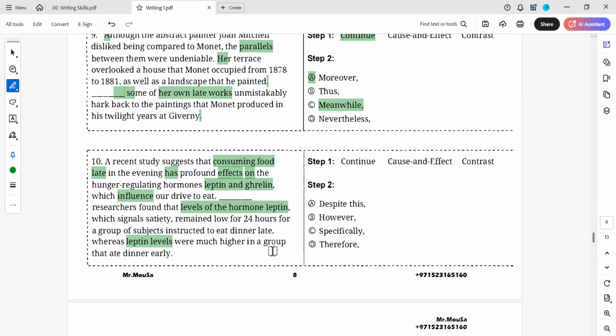That means here we have similar ideas. Guys, these are not different ideas. And the second is not the result, still the same. They're still addressing the effects of consuming food late on leptin and ghrelin. Okay, so in that case, it's continue. Now you just need to check the four answer choices, looking for a continuer. What do you think? What could be the continuer here?